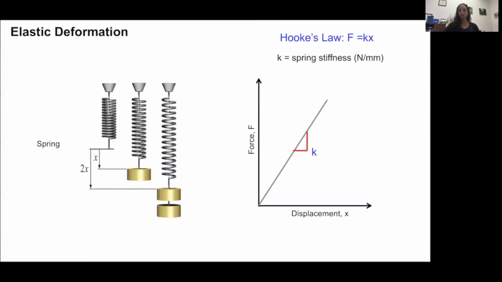So in much of our discussion about materials, we largely focus on linear elastic materials. And these materials very much act like springs, where if we apply a force, a linear response is seen with displacement. And we can use Hooke's law to describe this behavior, where the force applied is equivalent to the spring stiffness times the displacement.